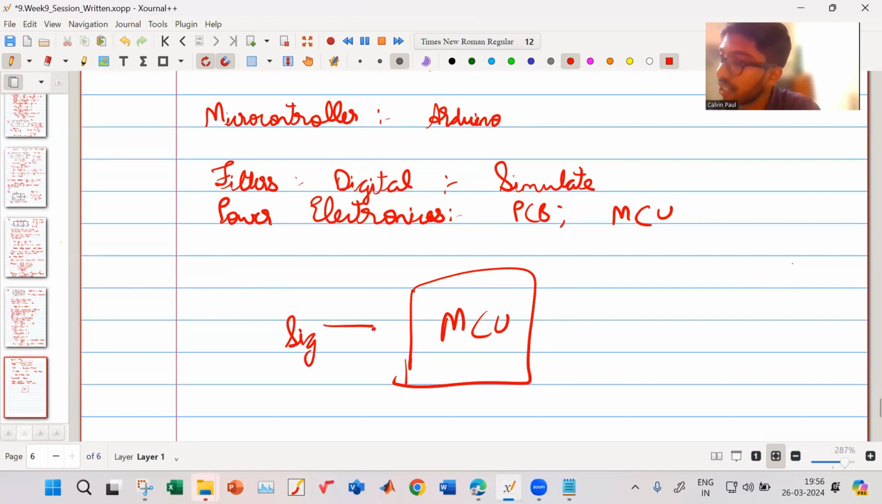So you first check whether you're getting that signal, whether that signal is going into your microcontroller, and then that same signal you send to your computer, and you see that if you have given 1 volt here, whether the computer is also reading 1 volt. That is the first way to check.